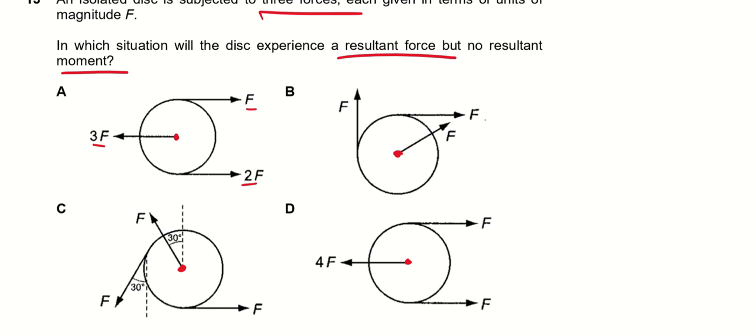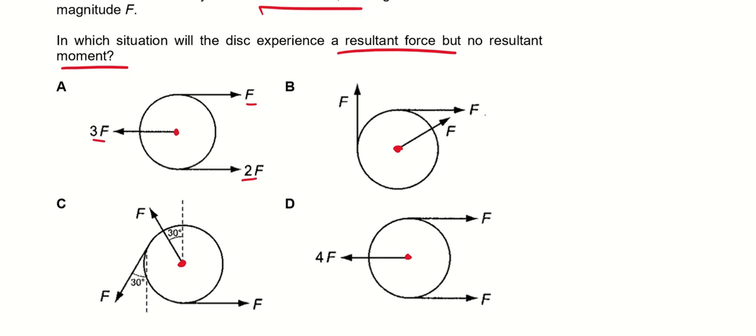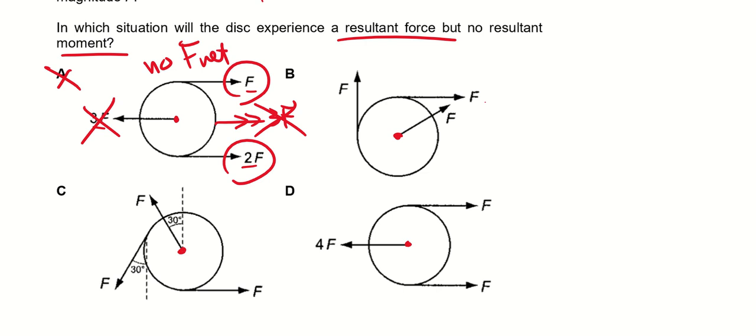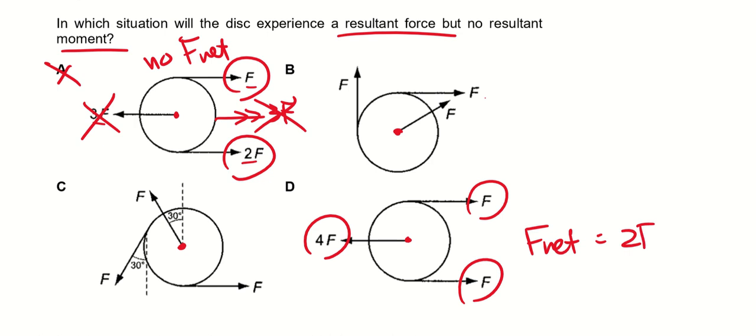Let's look for those that has... Okay, A is out already. A is out. Why? Because there is no F net, right? 1F, 2F going in the same direction, so their F net is 3F, and then it's being cancelled out by this 3F, so we don't need to consider A. Okay, then which one? This one will have a resultant force, so F net is equals to 2F.